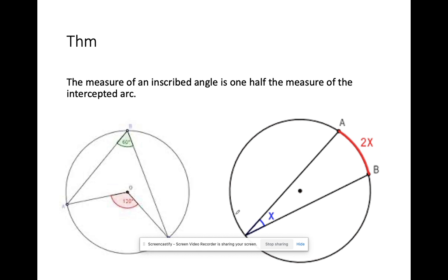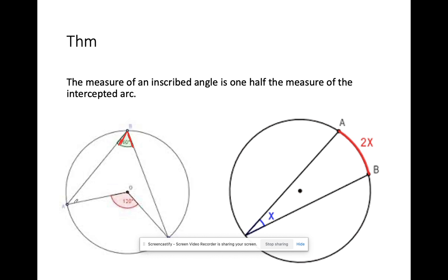So we have a theorem that we've actually seen before with these inscribed angles. We needed it at one point to solve for a missing angle measure, so I had shown you this. But basically what this says is that if we have an inscribed angle, so that angle that goes back to the outside edge of the circle, it's going to be half of the measure of the intercepted arc.